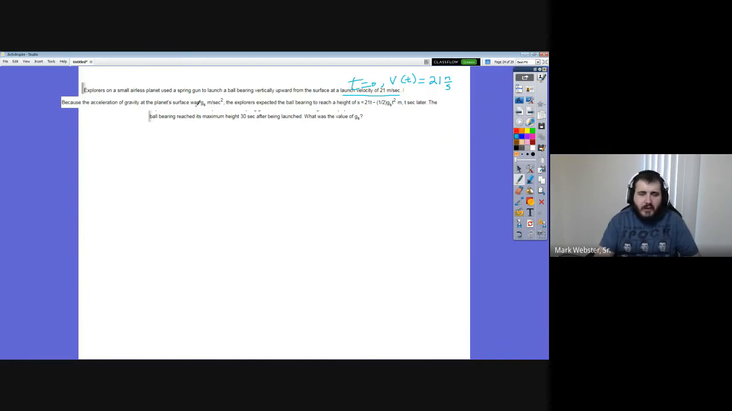Because the acceleration of gravity was, we don't know, the explorers expected the ball bearing to reach a height of blah, t seconds later. This is my S of t. That's important. The ball bearing reached its maximum height. What does maximum height mean again? The velocity equals zero at t equals 30. We're going to need all of this, right? Because we need to figure out what the gravitational constant is. So first of all, we don't care about S. We want to find V. So let's get V.